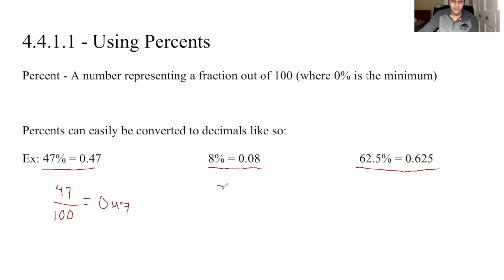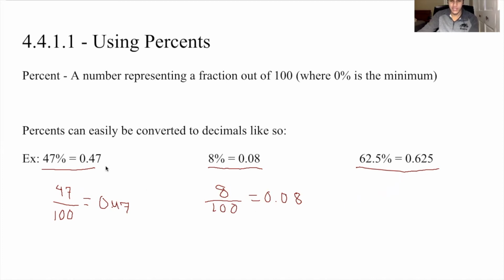Next, 8% would represent 8 out of 100, and that would be equal to 0.08 when we divided it. And the same for 62.5%. It represents 62.5 out of 100, and when we divide that, we get 0.625.